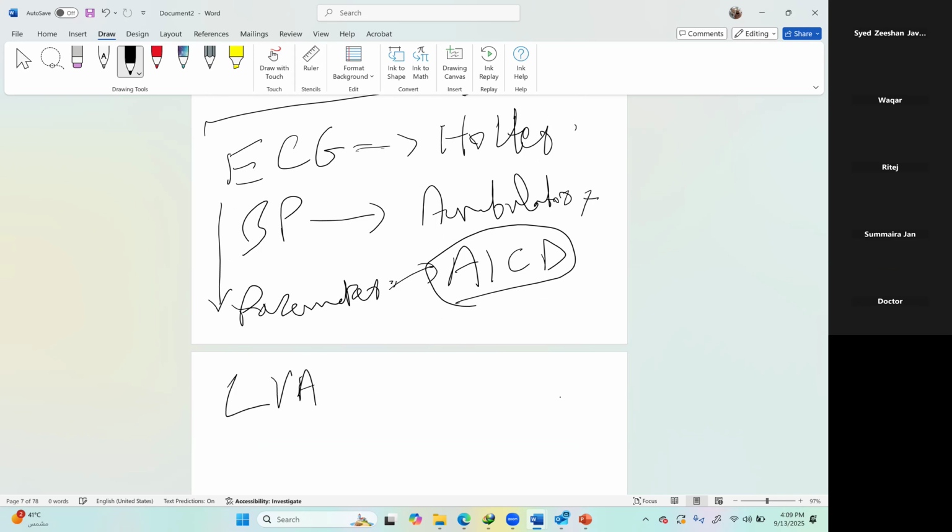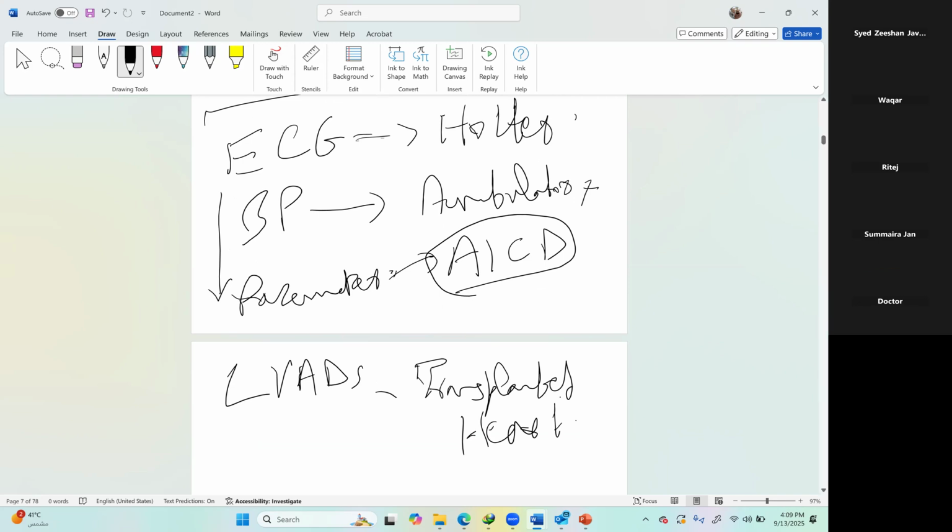Now let's go to some more modern things. Maybe you have a transplanted heart. These are usually common things which you should be looking at: Holter, pacemaker, AICD, LVADs, transplanted heart. So blood pressure, there are different ways to measure it.